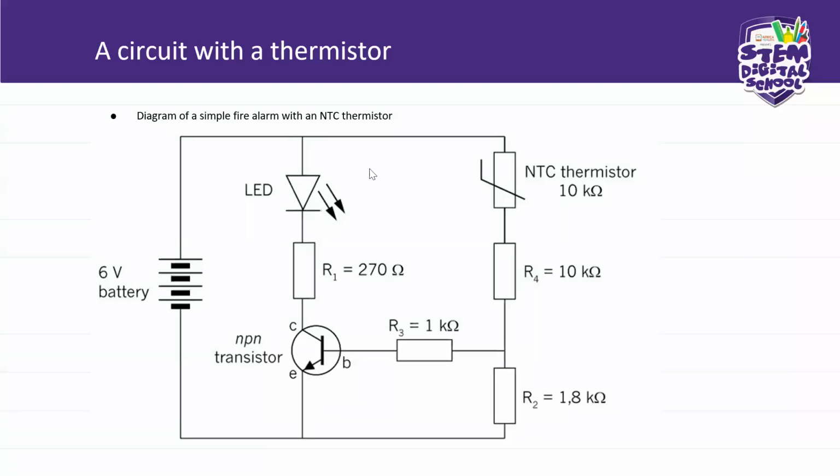Now, this is a circuit with another sensor, namely the thermistor. Because a thermistor can sense temperature, we have a negative temperature coefficient thermistor, the NTC thermistor. This one is a sensor that is used for high temperature. It senses high temperature, the NTC thermistor.